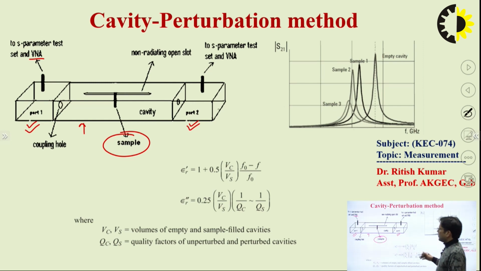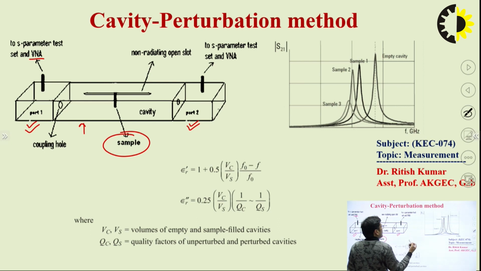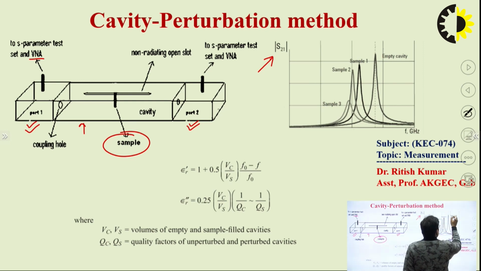Suppose we don't have any sample within this cavity. Then we have S21, which is a transmission coefficient, or in terms of power, a transmission of power. When there is no sample, the power flows from port 1 to port 2, and we can find that power with the help of the scattering parameter S21. So, without using any sample, we have an S21 like this.